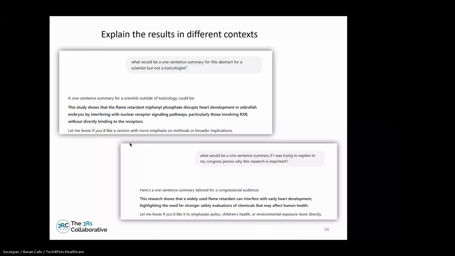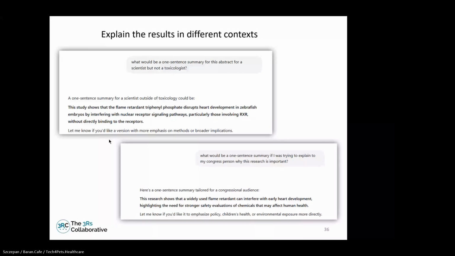But what if I'm an academic trying to explain to my congressperson why we should keep funding NIH and different things? So why is this important? I asked it again, could you do a 1-sentence summary for my congressperson? It says, this research shows that a widely used flame retardant can interfere with early heart development, highlighting the need for stronger safety evaluations of chemicals that may affect human health. This is something I would probably iterate a few more times on. I think that's a little bit of an overstatement. You all as scientists will know the nuances with new approach methods, it's a zebrafish, it's a little different. So I probably wouldn't take that exact one, but it's a nice place to start.